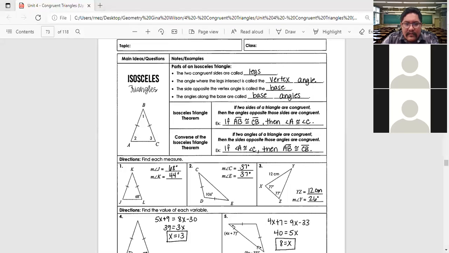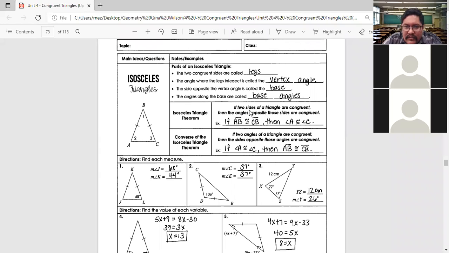So what are some other things that we could learn? I'm sorry, what are the properties? What makes an isosceles triangle isosceles? Well, we have the isosceles triangle theorem, and I know that there's a lot of vocabulary, a lot of theorems and postulates and other stuff like that. Unfortunately, it's just the way geometry is. It's a lot of vocabulary.